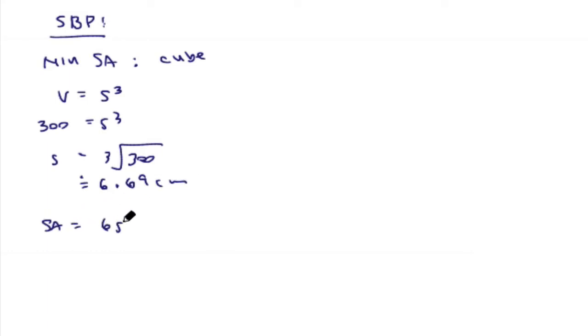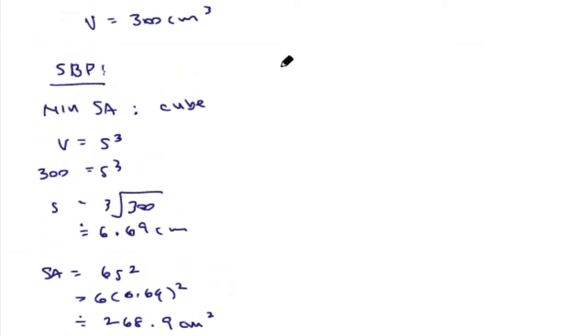Surface area of a cube is 6s squared. So let's just plug that in there. And we get approximately 268.9, and this is going to be centimeters squared. So let's try the cylinder.